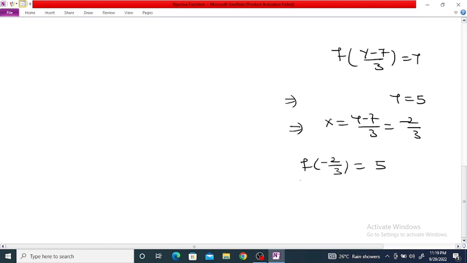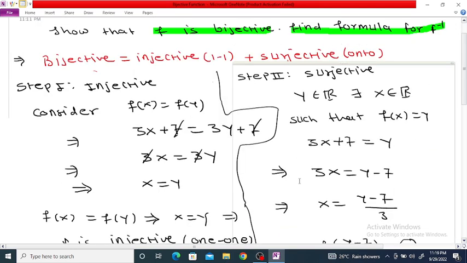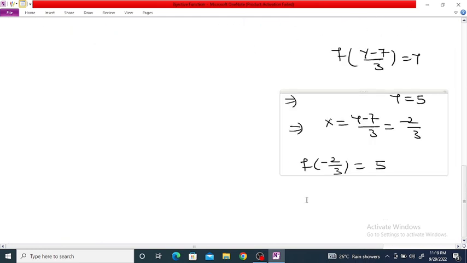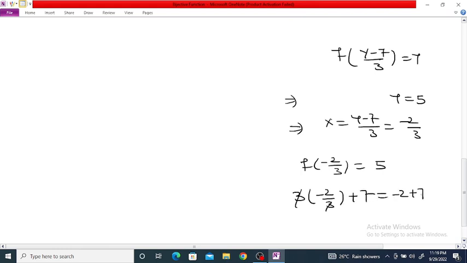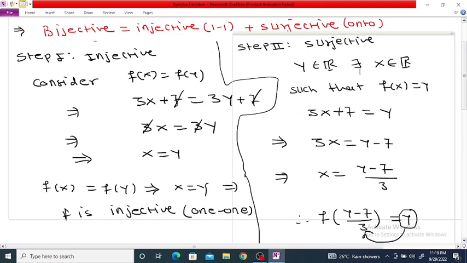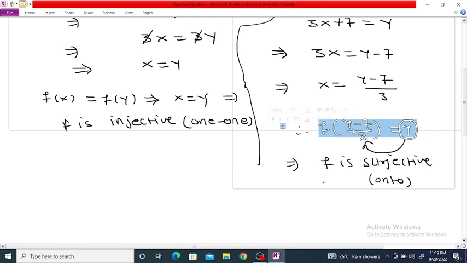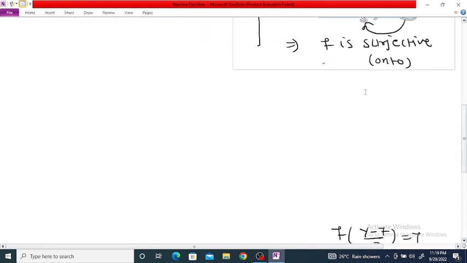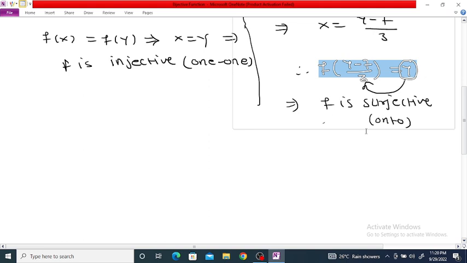You can verify here. f of x is 3x plus 7. If we put x as minus 2 by 3, this 3 will get cancelled, and minus 2 plus 7 is equal to 5. So any y in the codomain has a pre-image (y minus 7) by 3. For any y belongs to R, y is arbitrary, there exists (y minus 7) by 3 in R such that f of (y minus 7) by 3 is equal to y, and therefore f is surjective.